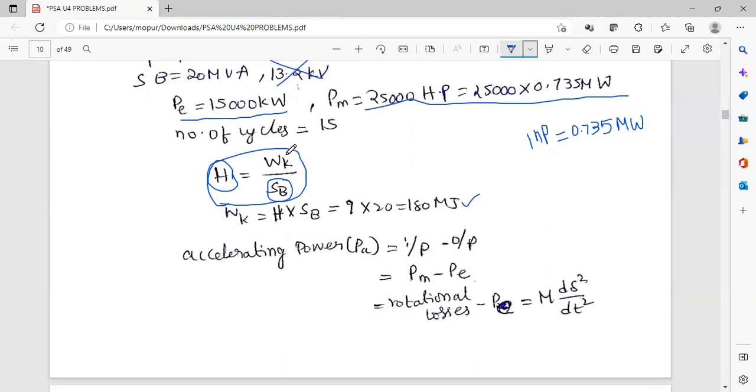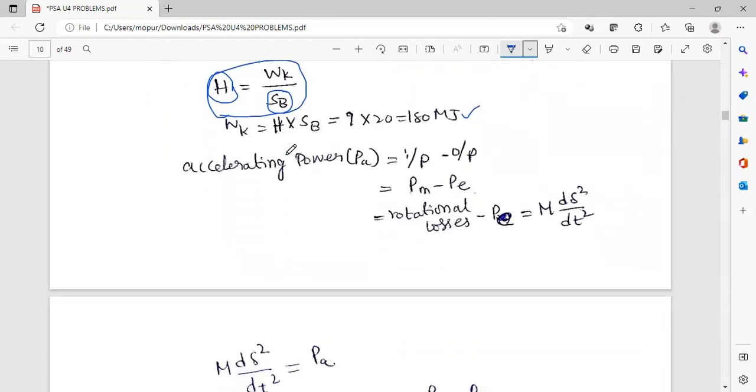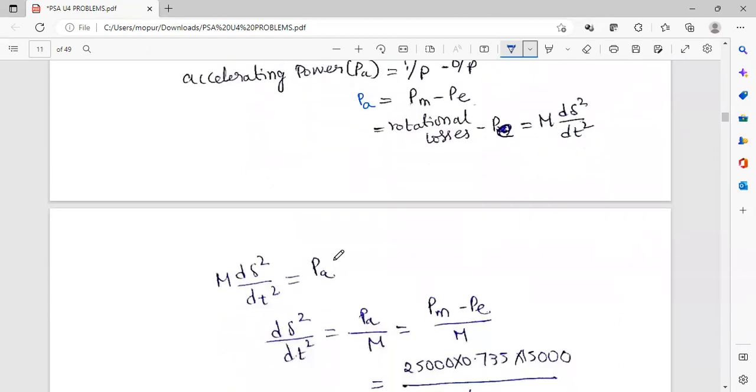Now, as I had already said, PM minus PE is PA, accelerating power. I had said there itself, which is equal to M d square del by dt square. That is, I am using the swing equation, which is M d square del by dt square is equal to PM minus PE, which is equal to PA.